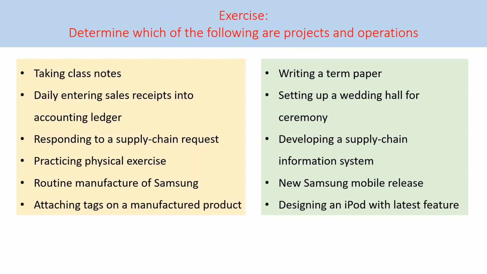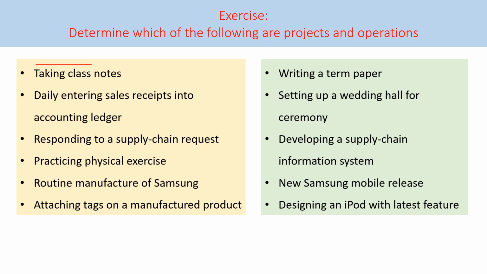Let me give you an exercise just to try. So I have provided you these two columns. The first one is: taking class notes daily, entering sales receipts into an accounting ledger, responding to a supply chain request, practicing physical exercise, routine manufacturing of Samsung, attaching tags to manufactured products.